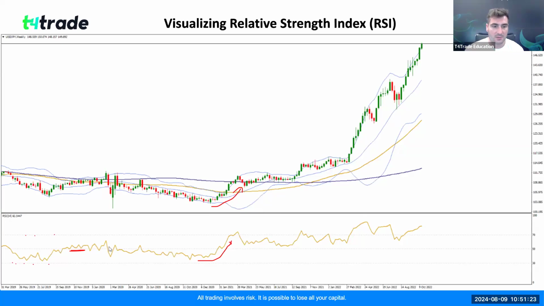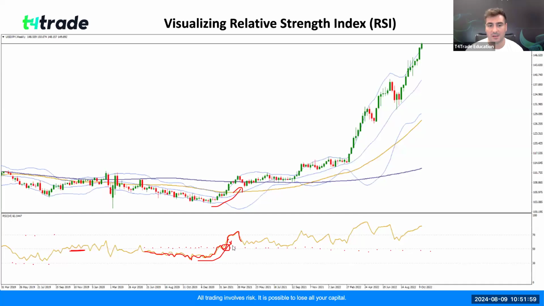Afterwards, if you use the 50 as your guideline, it's the area between expansion and contraction territory, or bullish and bearish momentum. Above 50 means the bulls are in control. Below 50 means the sellers are in control. So we went from a period of sellers being in control, not by too much, but then you see a break above the 50 and the bulls taking the initiative.